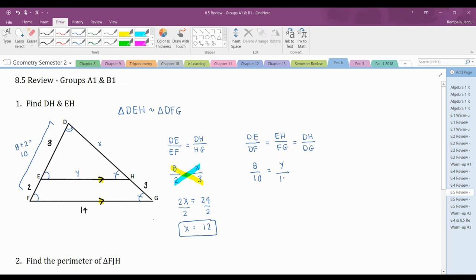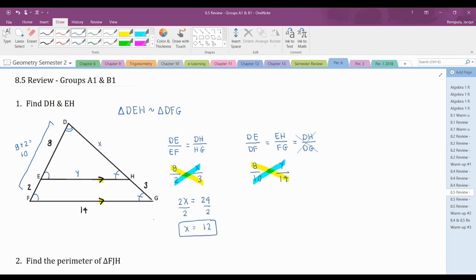FG is given to us as 14. Once I've seen that I made up a proportion where there's only one unknown, even though that last ratio is true, it's not really needed any further. I just need to set one fraction equal to the other, but I only want one unknown variable. So just like the last part of this problem, I'm going to cross multiply.